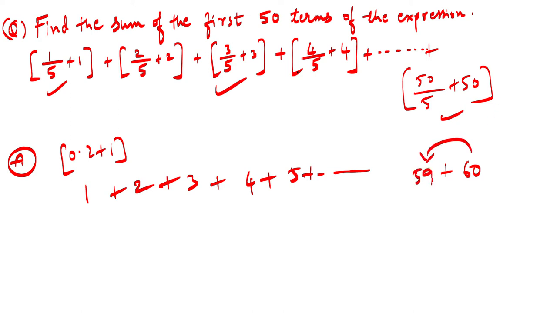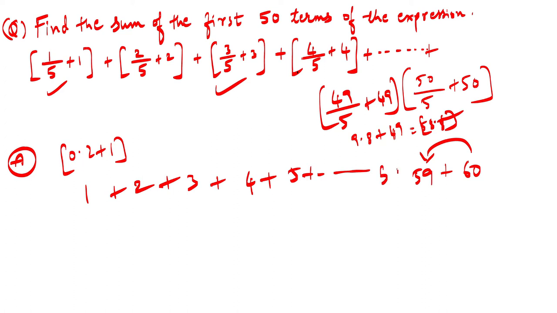59, but I don't think so. 59 will come here because the previous one will be 49 by 5 plus 49, right? So the GAF of 49 by 5 plus 49 is, what is 49 by 5? 49 by 5 is 9.8, so plus 49, this will be equal to 58.8. So what is the GAF of 58.8? It's 58. So 59 is missing, right? So immediately after 58, 60 comes here.